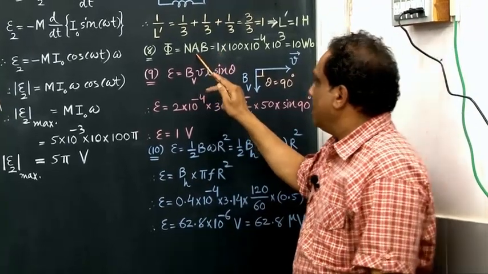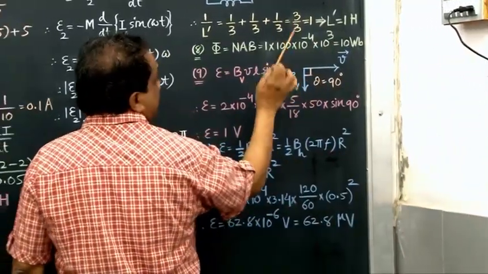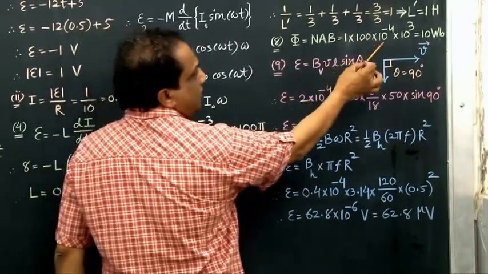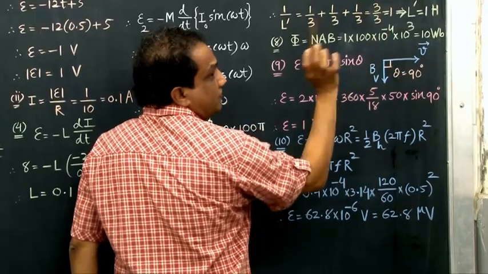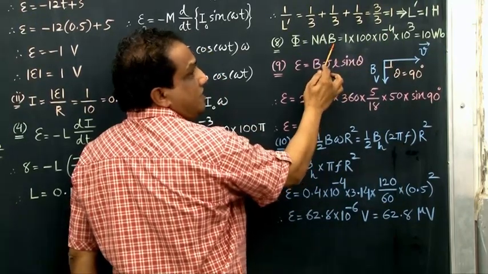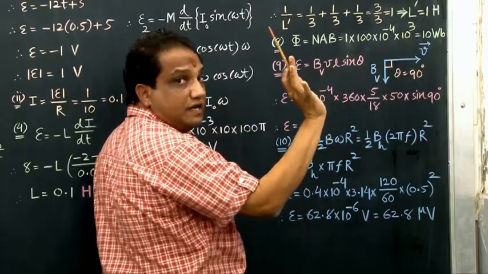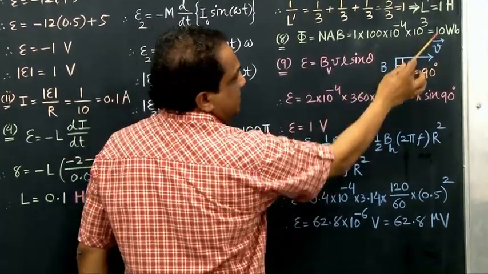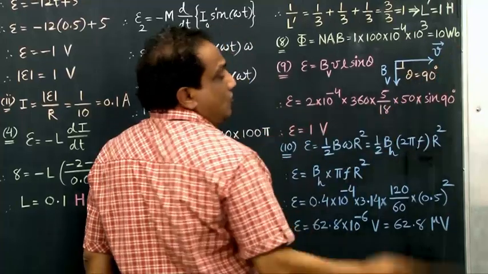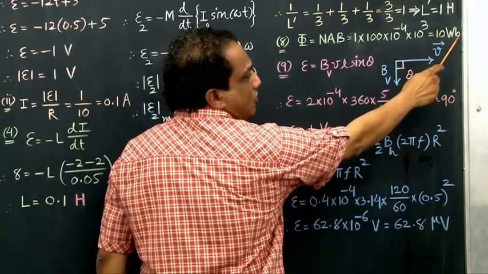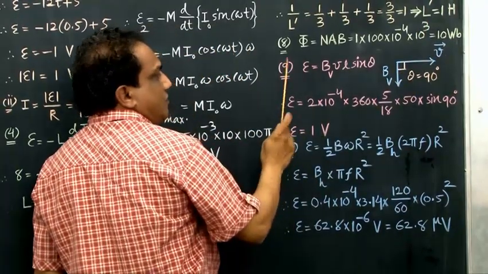What about capital A? Area. They are given 100 centimeter square. Centimeter square will not do. You must convert into meter square. Multiply by 10 raised to minus 4. What about capital B? Magnetic field, they are given 10 raised to 3 Tesla. Correct? Now this answer is 10 Weber. Unit of magnetic flux is Weber. Symbol is capital W small b. Come on, read now number 9.